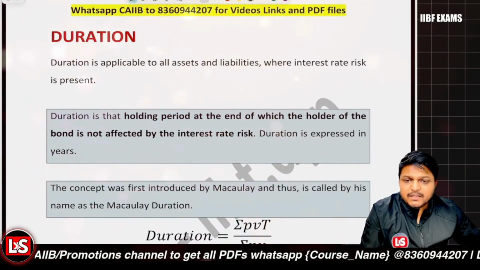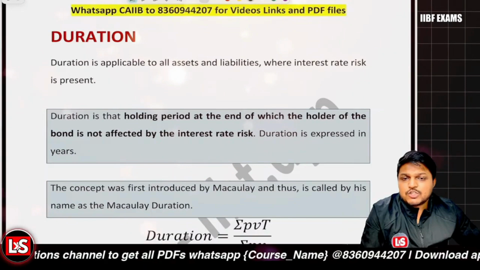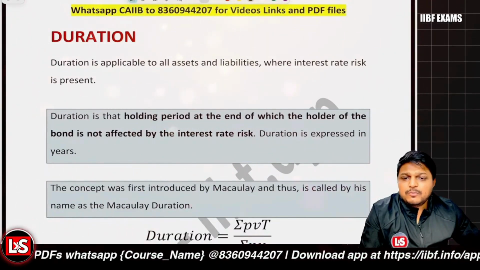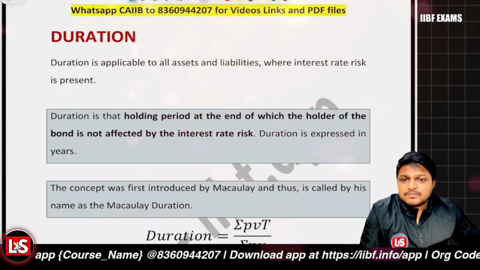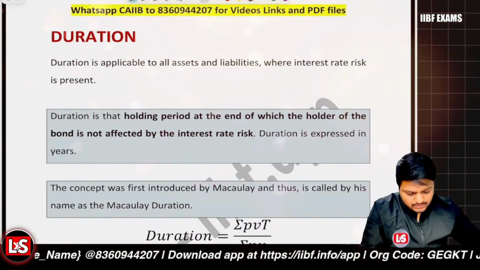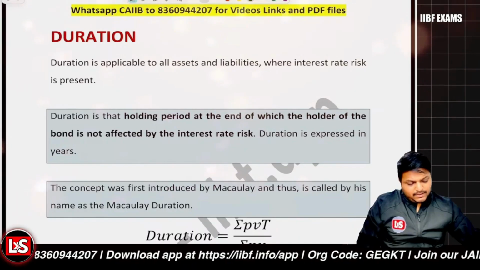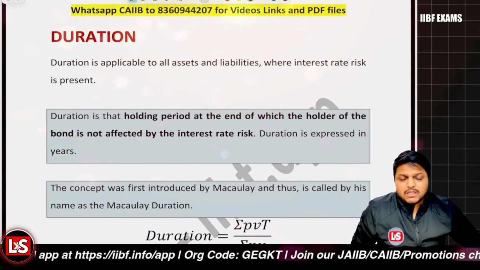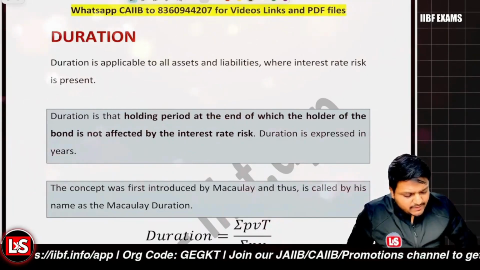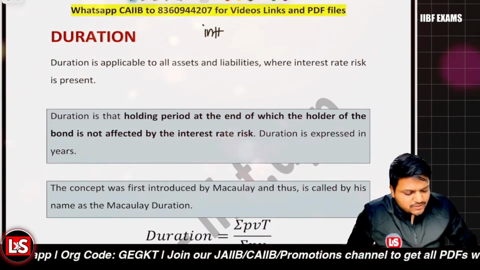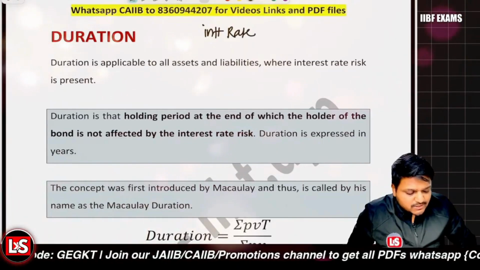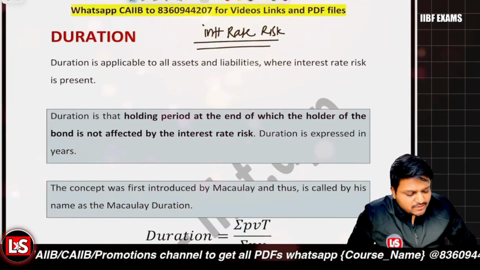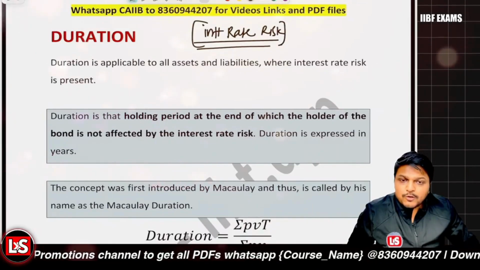And further after that, the next topic is about the duration. What do you mean by duration? Duration is a time rate. In simple sense, let's say interest rate risk is there. Which risk is there? Interest rate risk, which is a type of market risk, right? So the interest rate risk is going to impact your portfolio.